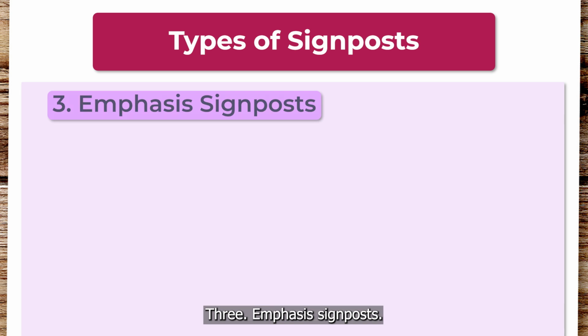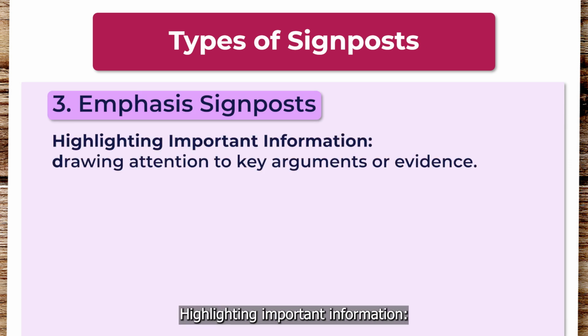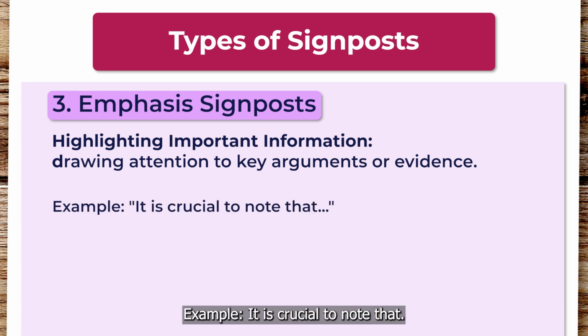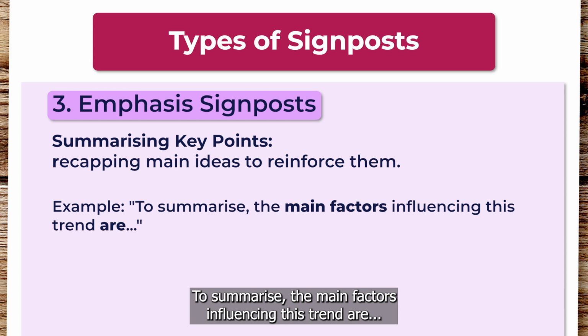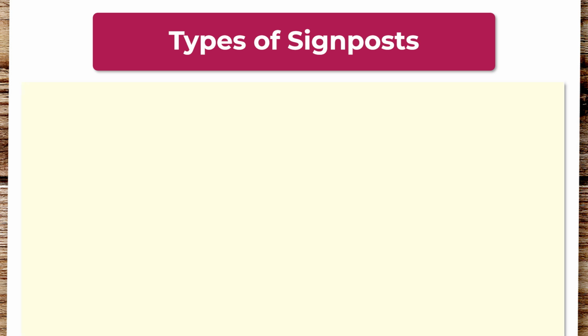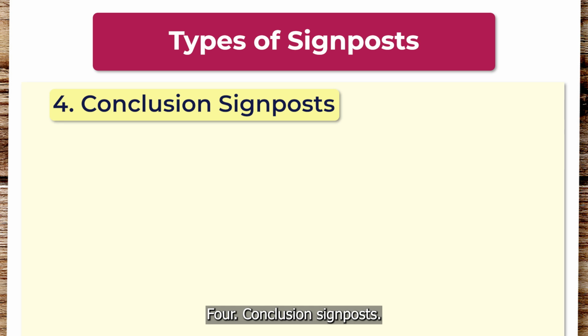3. Emphasis signposts. Highlighting important information, drawing attention to key arguments or evidence. Example: it is crucial to note that. Summarizing key points, recapping main ideas to reinforce them. Example: to summarize, the main factors influencing this trend are. 4. Conclusion signposts.